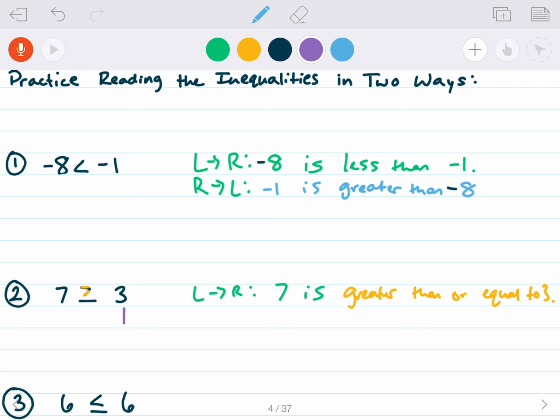From right to left, we start at 3. So right to left, we say 3 is. Now, if we read from right to left, we run into a point, right? So that is less than or equal to 7. So either of these things mean the same thing. Reading it from left to right, 7 is bigger than or equal to 3. Reading it from right to left, 3 is less than or equal to 7. Okay, two different ways to say the same thing.